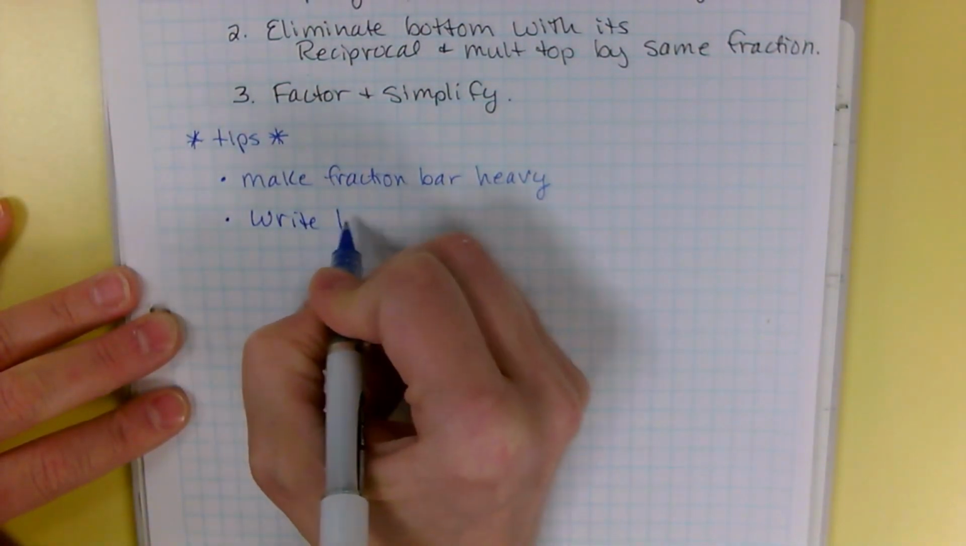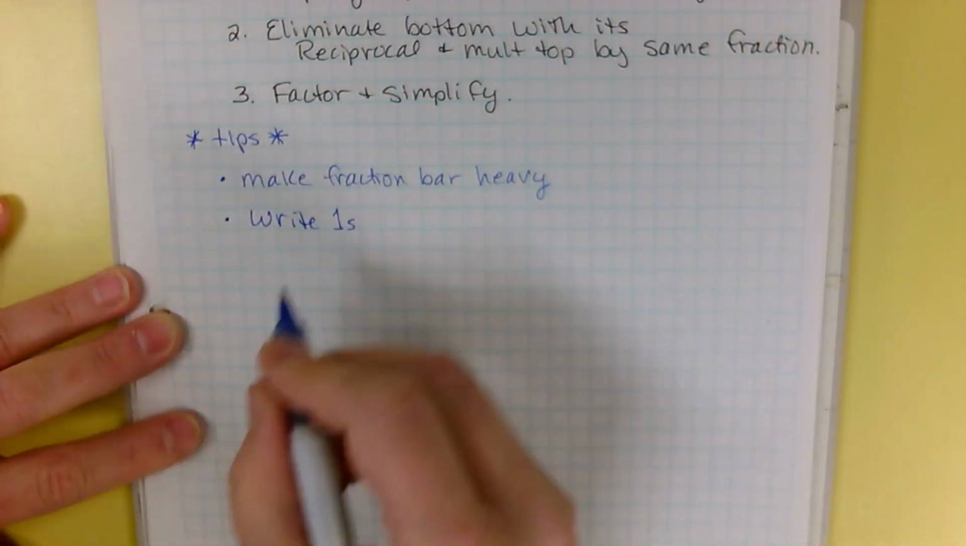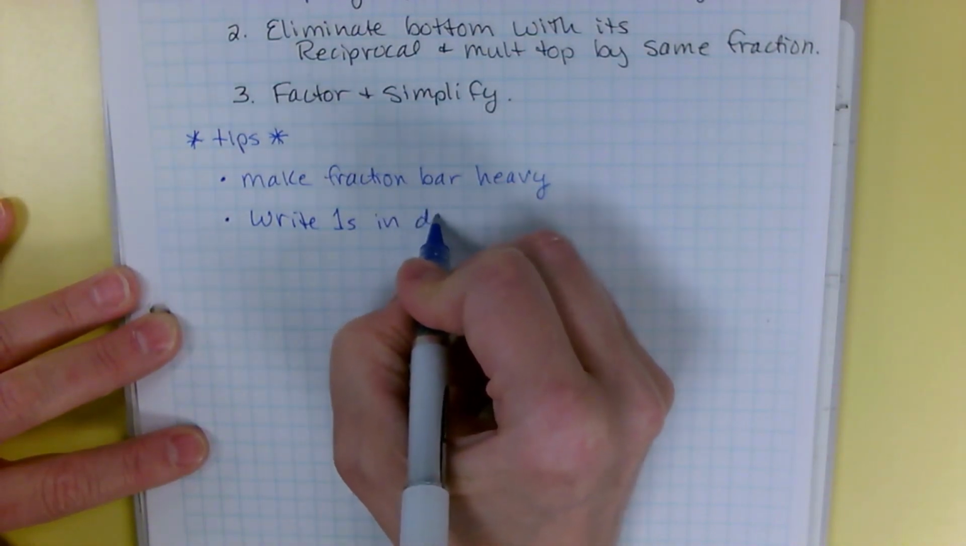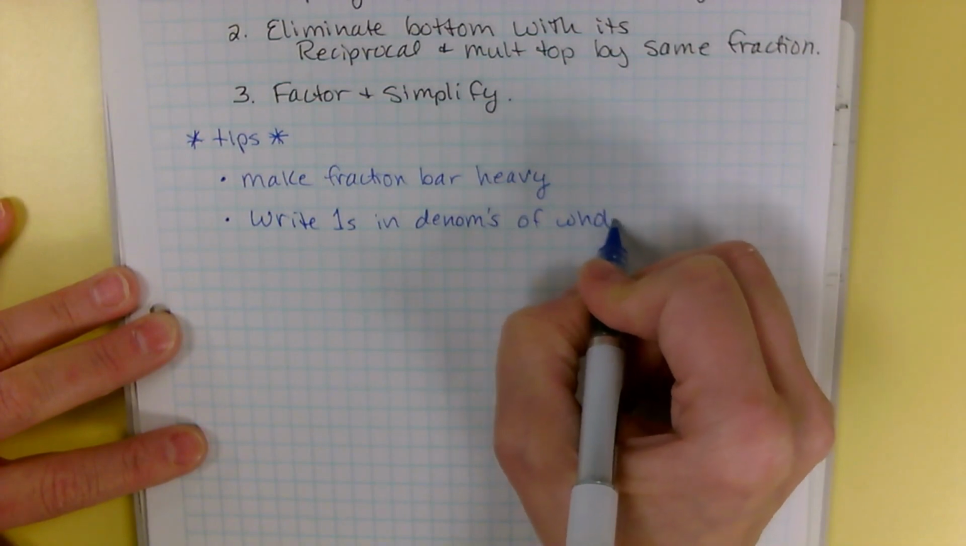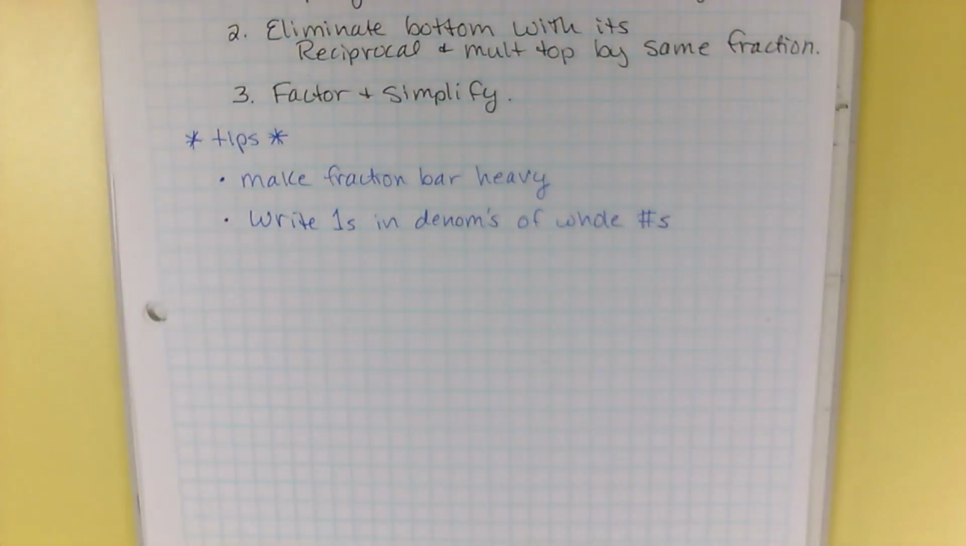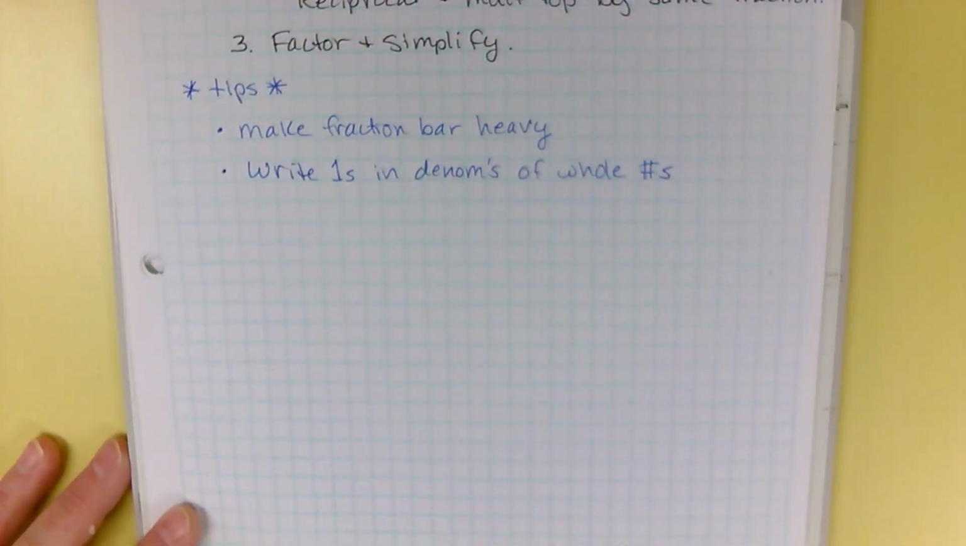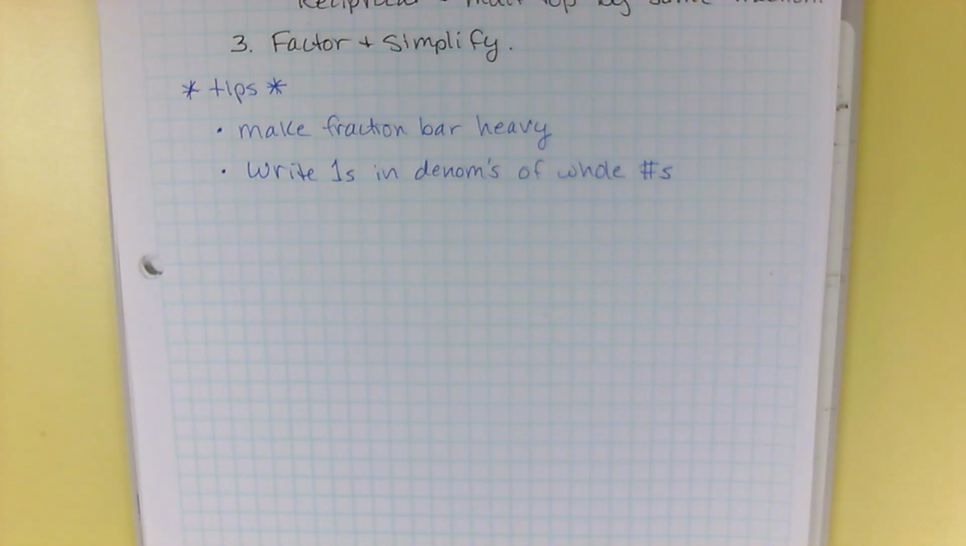You need to write ones in the denominators of whole numbers. Much of what we're doing in this section is adding and subtracting fractions. So when you have whole numbers, it's helpful if you put a 1 underneath of it, so it pushes the top up so the numerators line up and the denominators line up.